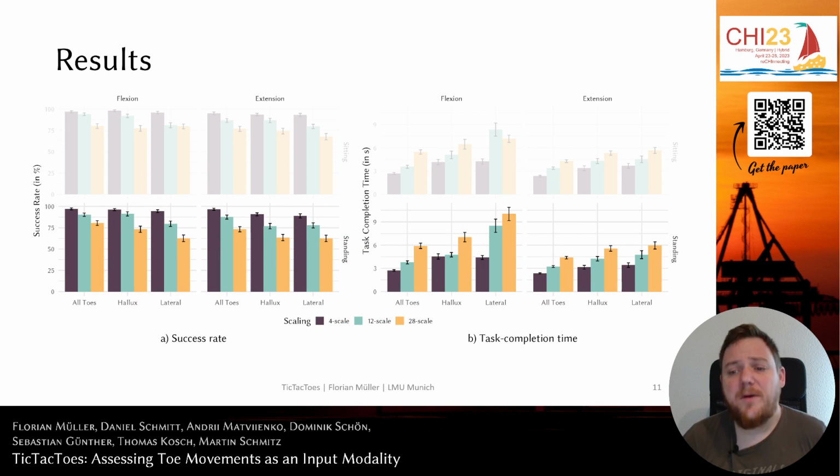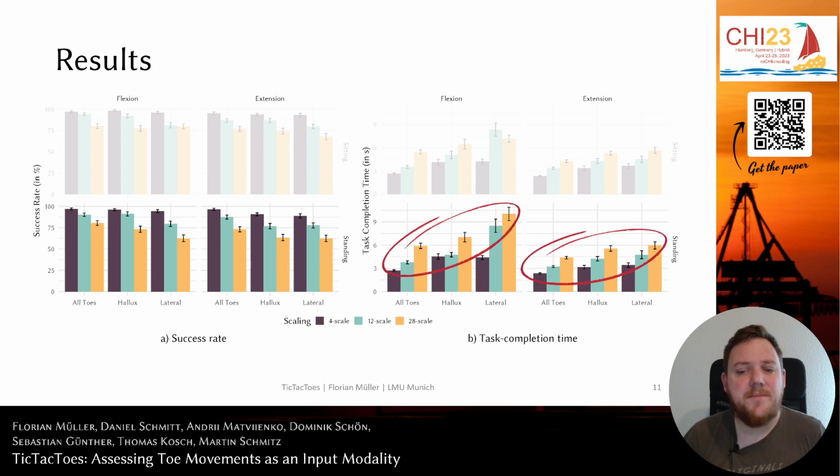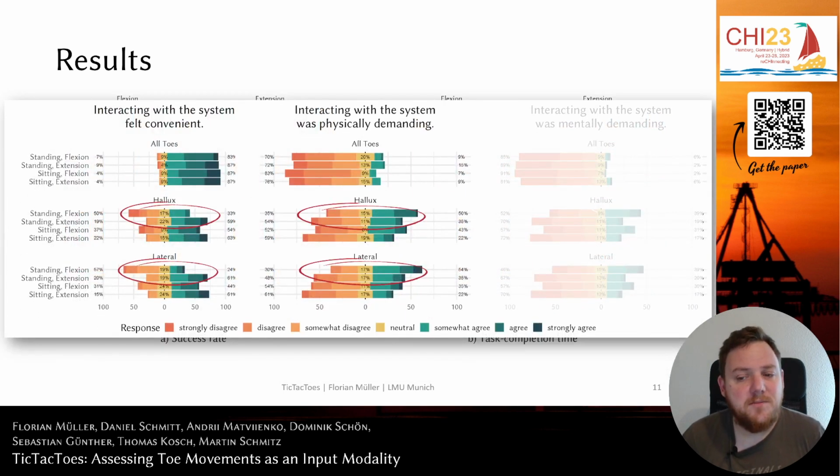When we looked at the posture, we found that sitting versus standing did not have a big influence on the accuracy rates. However, we found that extension movements were significantly faster while standing compared to flexion movements. When we look at the questionnaires again, we see that extension was rated more convenient and less physically demanding compared to flexion.